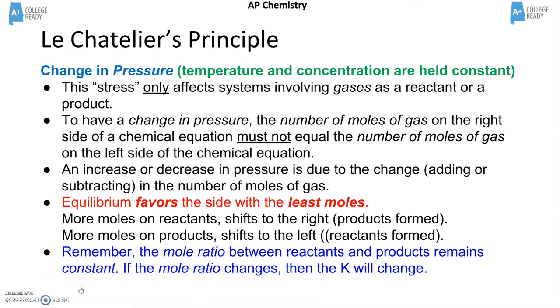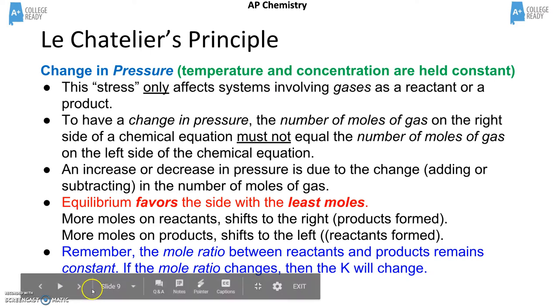So pressure. Again, third verse. When you increase pressure, you're going to go to the side that has the least amount of moles. So the number of moles of gas is crucial. They're not going to be equal to each other, so you have to pay attention to your coefficients. Equilibrium favors the side with the least number of moles. So if there are more moles in reactants, the shift is naturally going to go towards the product side. If there are more moles of products, the shift is going to be naturally to the left or reactant side. Remember, mole ratio is huge.